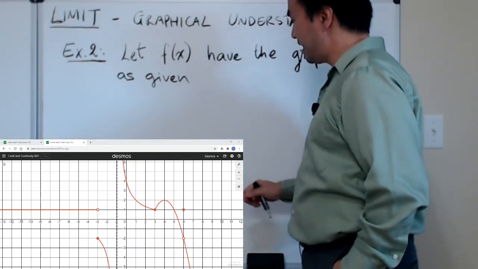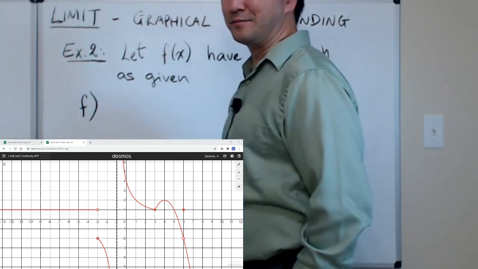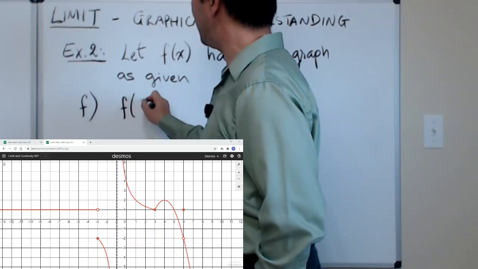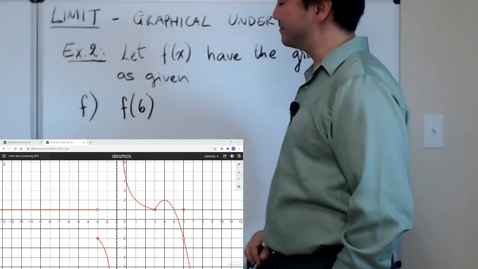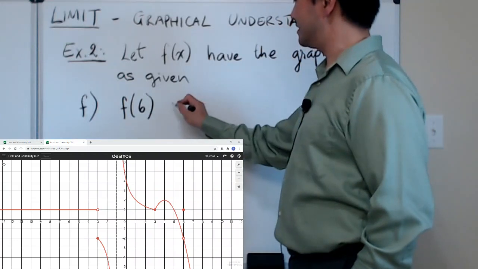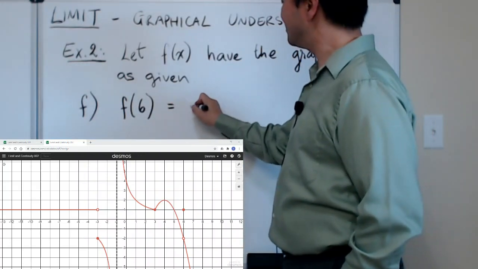All right, and last one for this example. What about f at 6? My answer is simply +1.